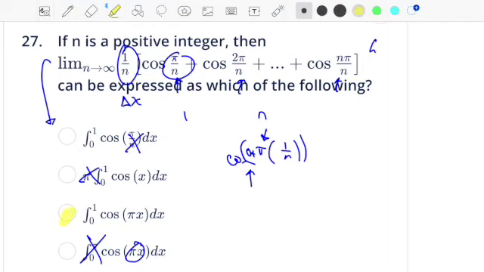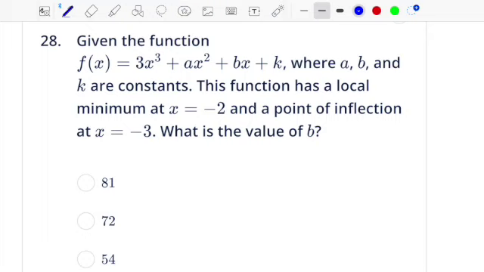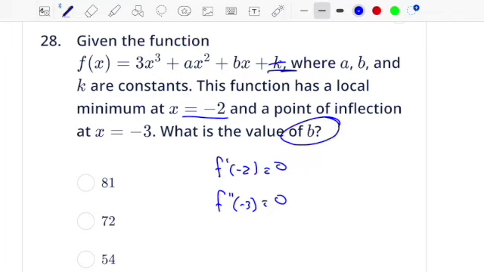All right, given the function, we've got that k value in here. The function has a local minimum, which tells me that f prime of -2 is equal to 0. There's a point of inflection at -3, so f double prime of -3 is equal to 0. And k, we don't care what k is. We want the value of b.